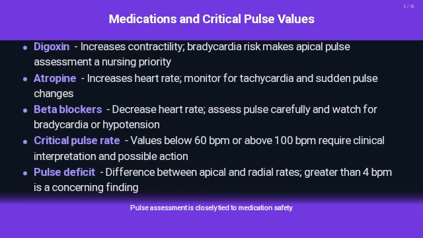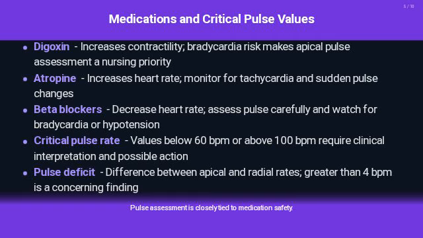Pulse assessment is closely tied to medication safety. Certain drugs directly affect heart rate and cardiac function, so nurses must assess the pulse before and after administration when indicated. Digoxin increases cardiac contractility, but one important side effect is bradycardia. Because of that, the apical pulse should be checked carefully before giving it. If the heart rate is too low or irregular, the nurse may need to hold the dose and notify the provider according to agency policy.